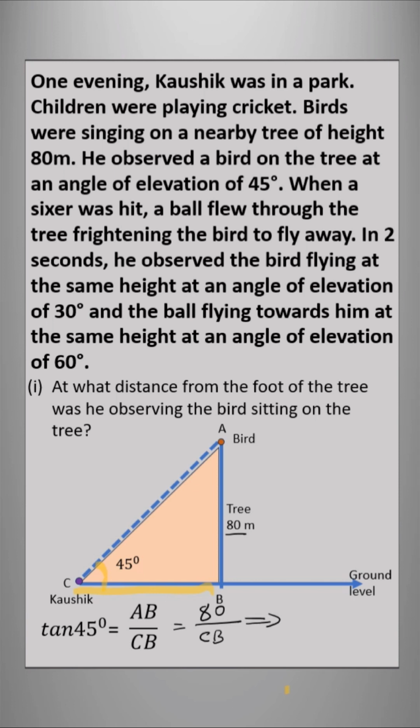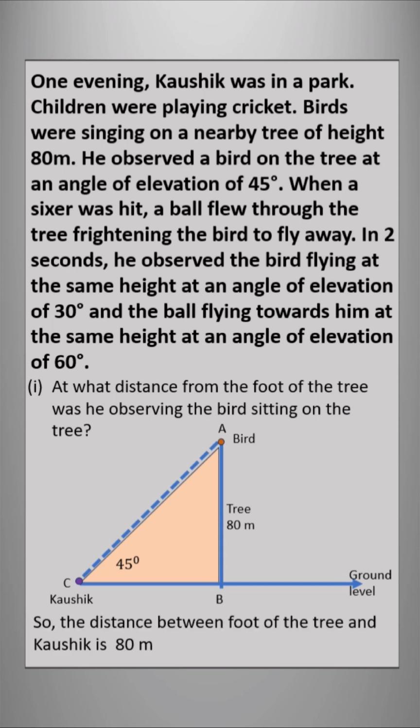It implies that we know the value of tan 45. What is it? It is 1. So 80 by CB. So CB is equal to 80 meter. So the answer for the distance from the foot of the tree was he observing the bird sitting on the tree, means distance between the foot of the tree and Kaushik, is 80 meter.